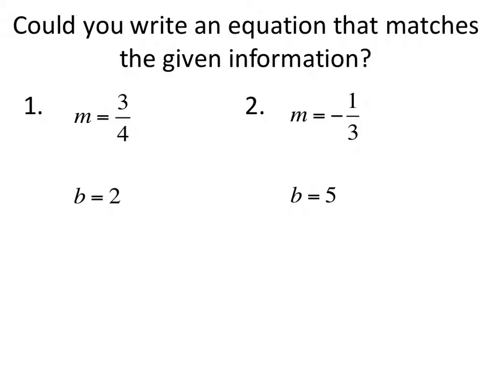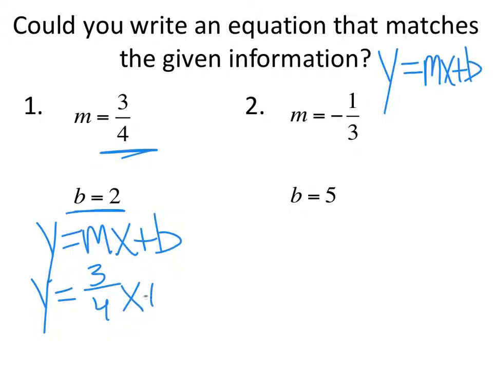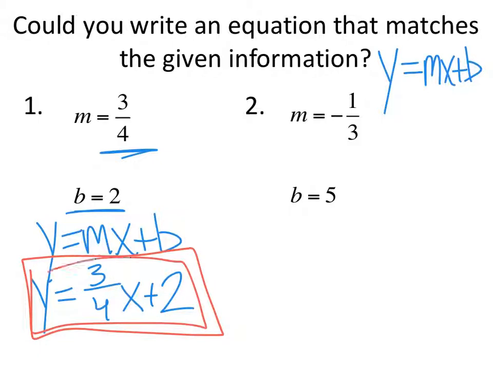So now we're going to write an equation that matches this given information. And I think you all have seen this equation before. Y is equal to mx plus b. So number 1, it says the m is 3/4, the b is 2. So I'm using this equation. Instead of m, I'm going to write what it says. It says it's 3/4. Instead of b, I'm going to write what it says. It says it's 2. I wrote plus 2 because my b is positive. And that's how you write the equation of that line.